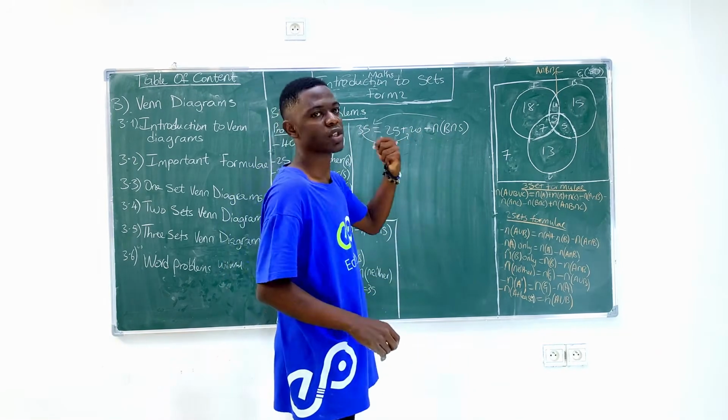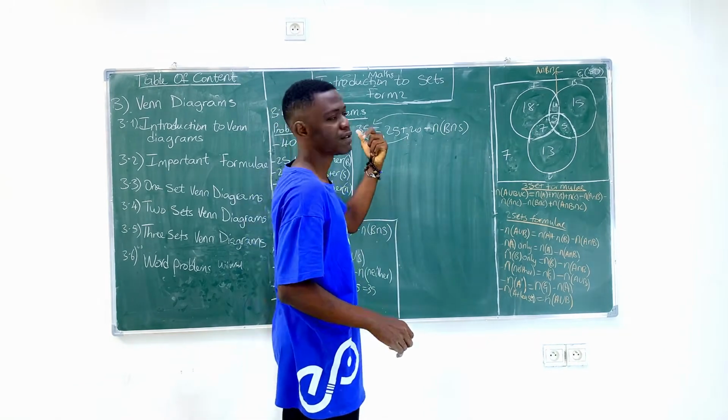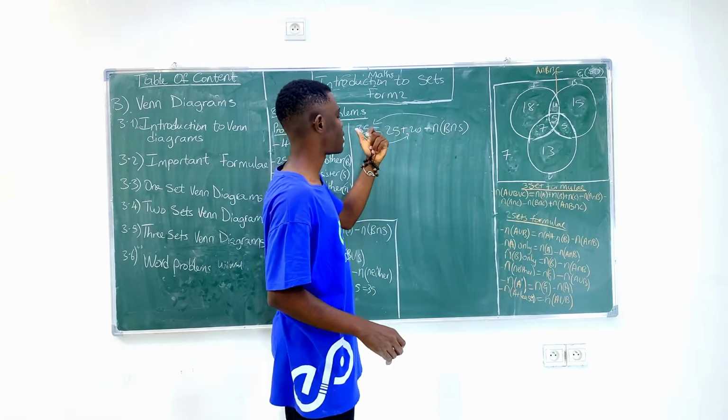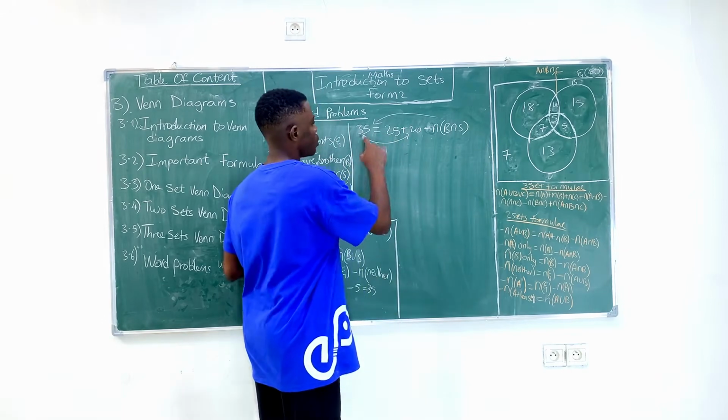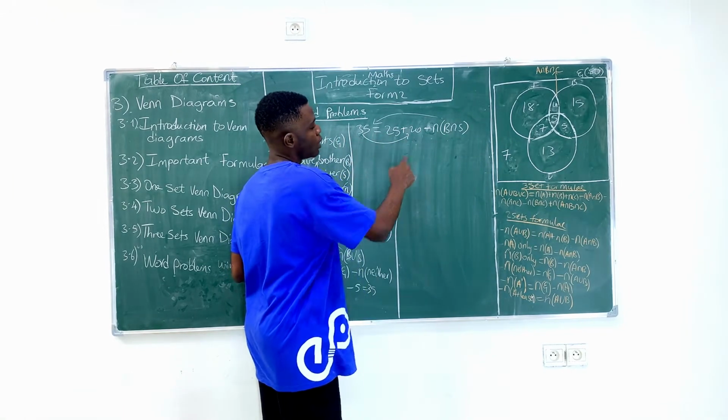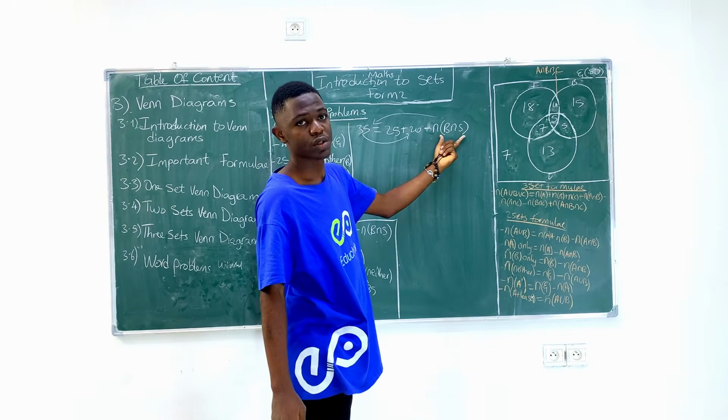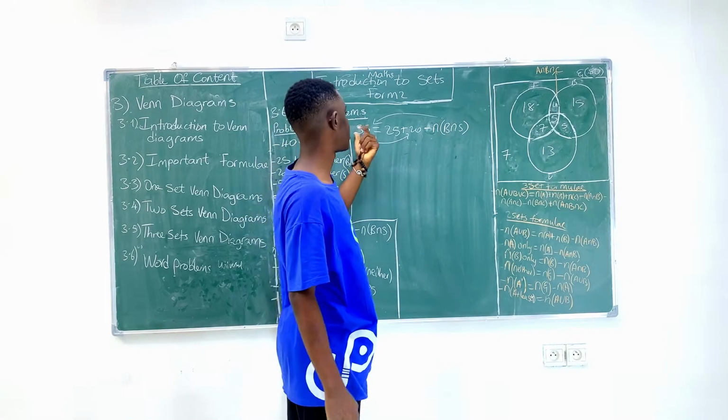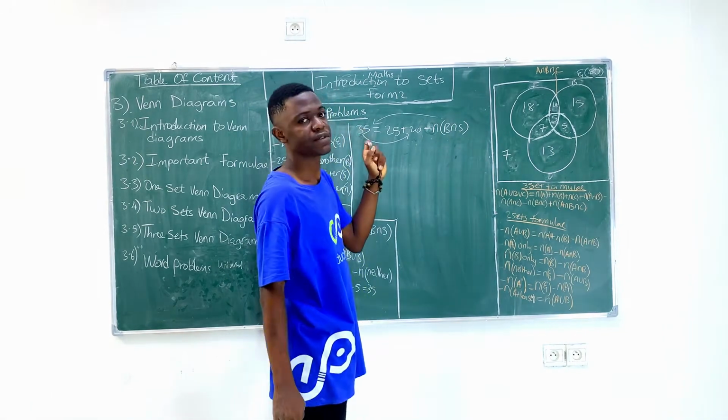Why do I bring it behind? Because I'm looking for this, so I make it to be on the left side. And why do I bring this one here? Because I want this one to be alone on the left side. So I don't want the 35 to be on the left side.